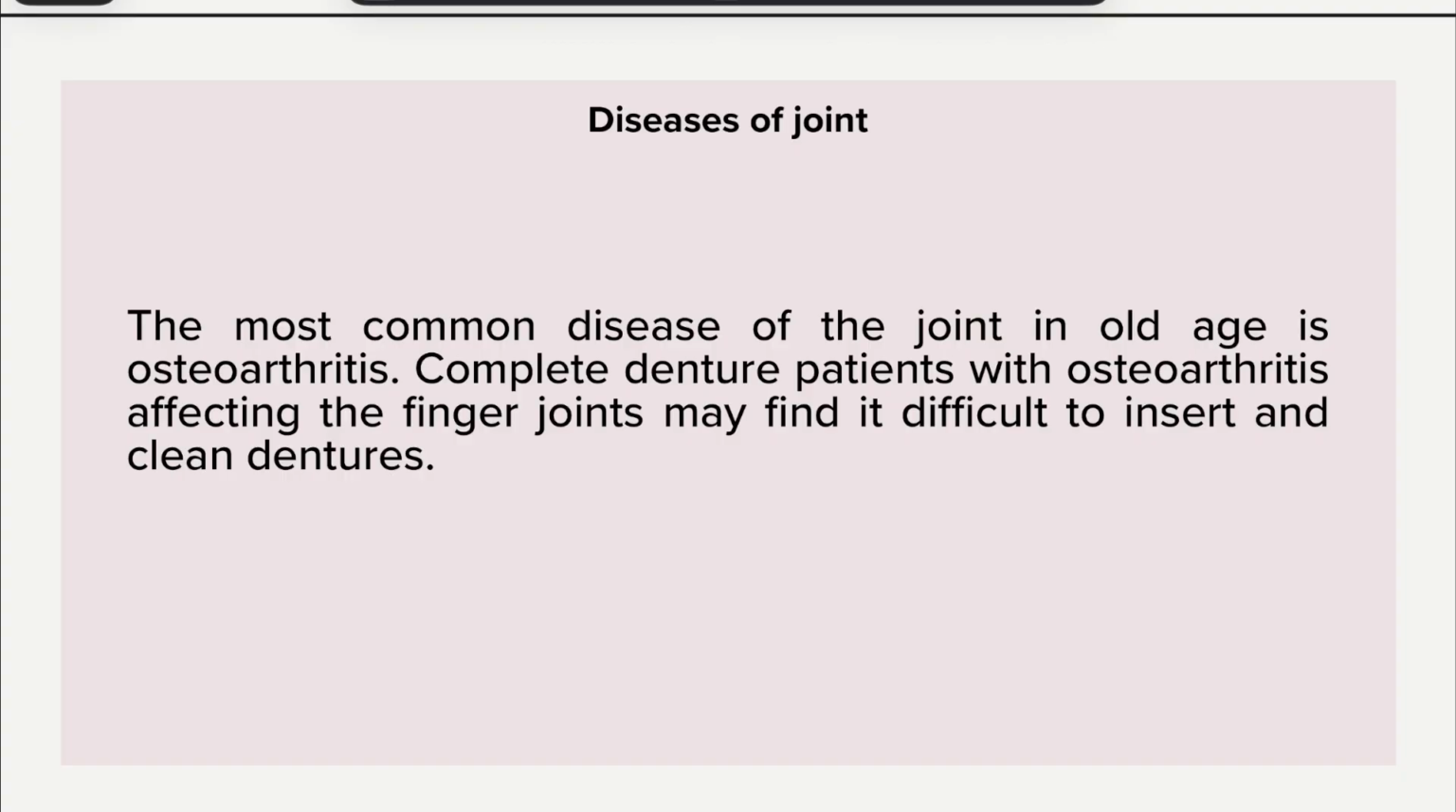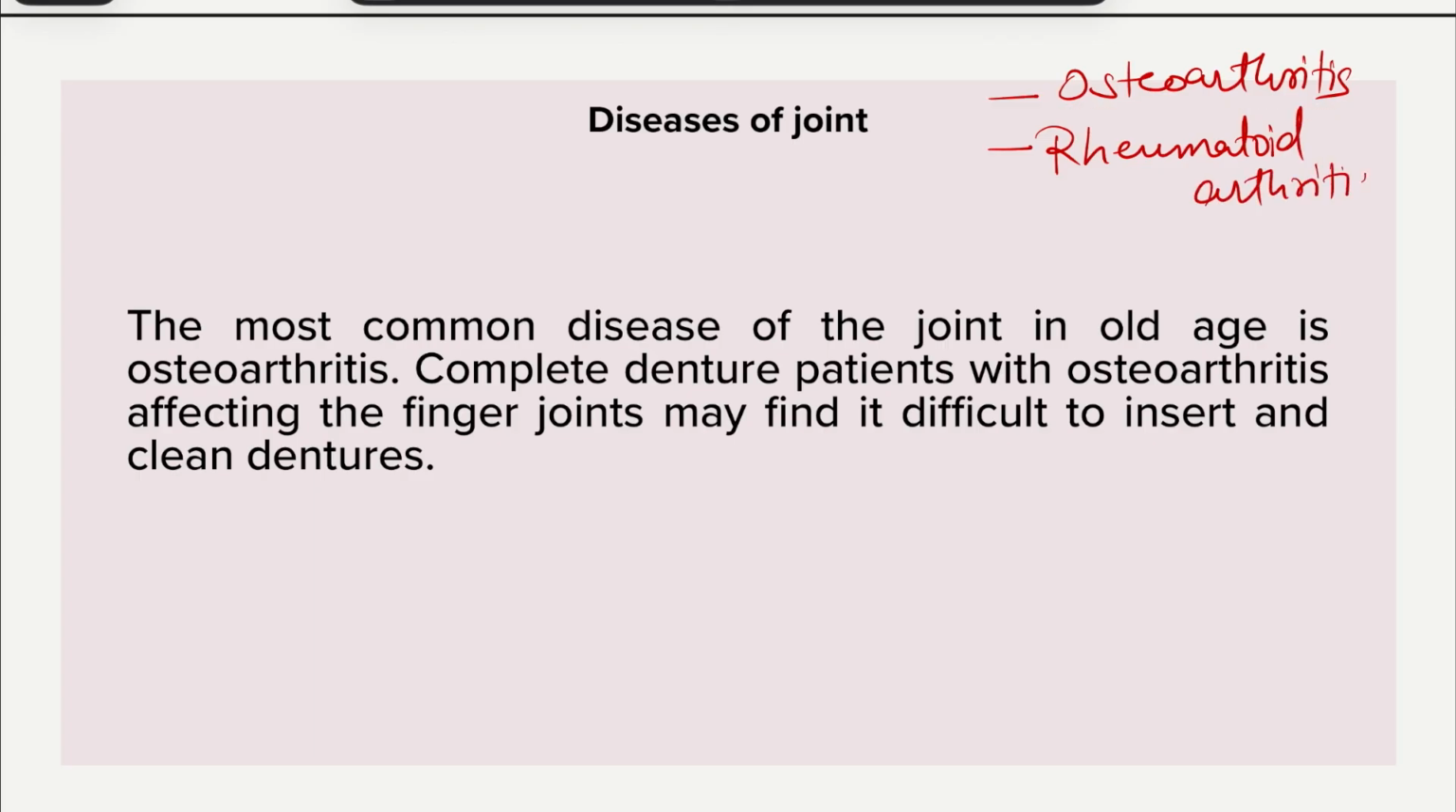Then, the diseases of joint. Joint disorders are commonly encountered in elderly edentulous patients. Examples include osteoarthritis, rheumatoid arthritis, and temporomandibular joint disorders. Such patients may find it difficult to insert the denture, remove the denture, and clean the denture.